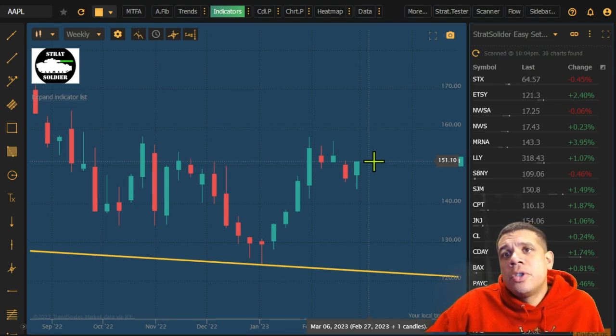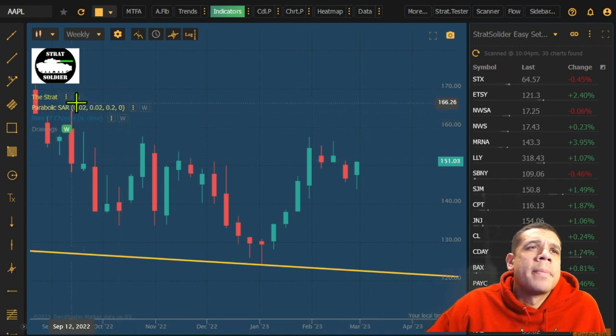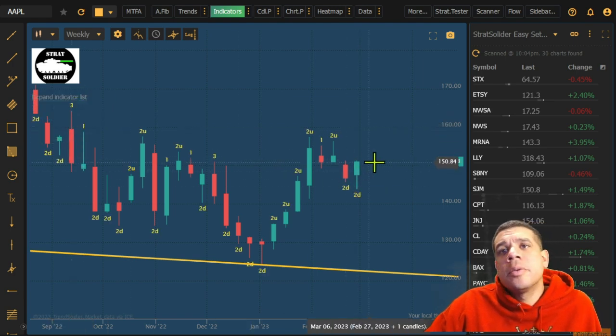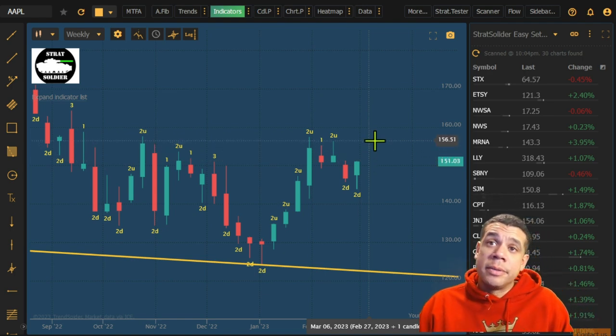Next week, I'm looking for a 3-2. Nope, that's a 2-2 reversal up. I'm looking for a potential setup for a 2-2 reversal back up on the week for Apple next week. If it goes in force above 151.24, the magnitude is 156.51.